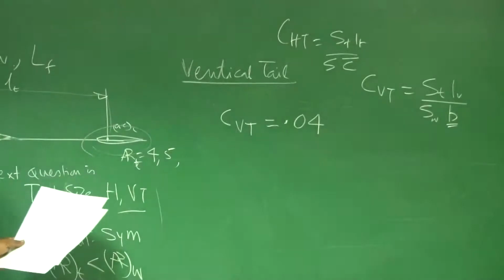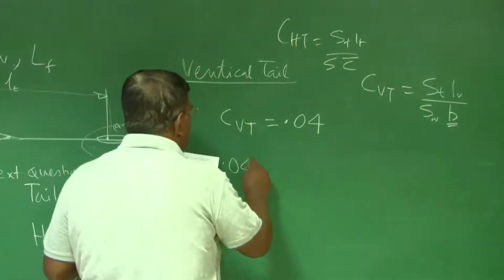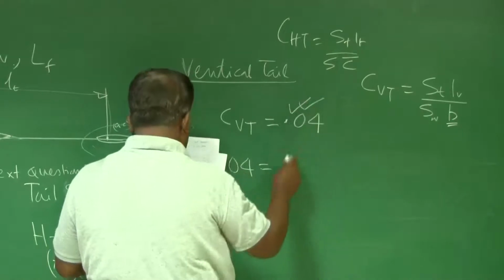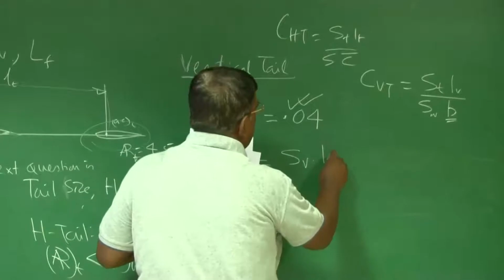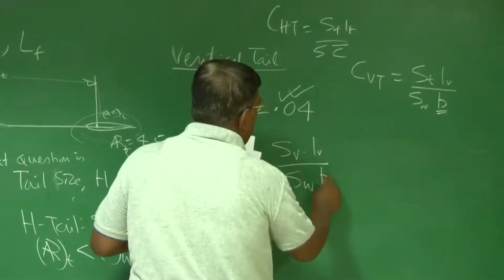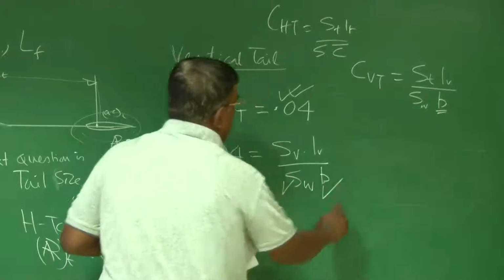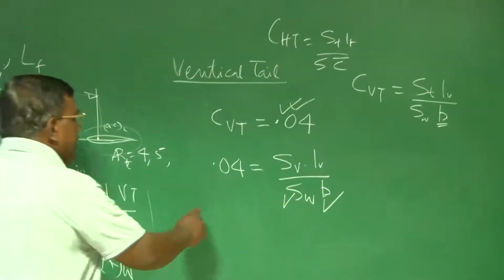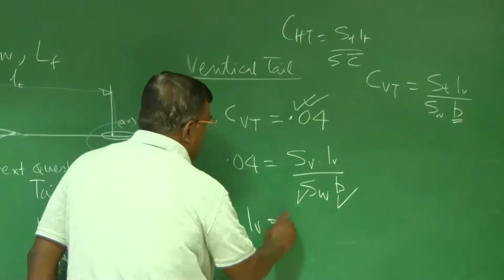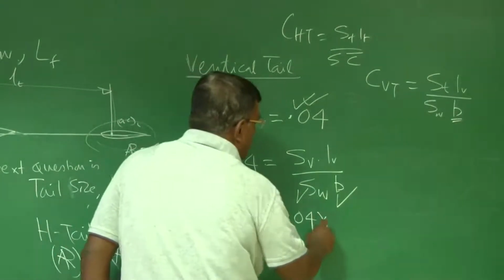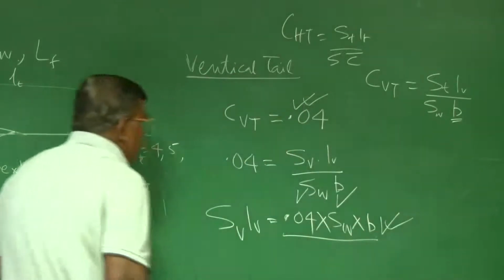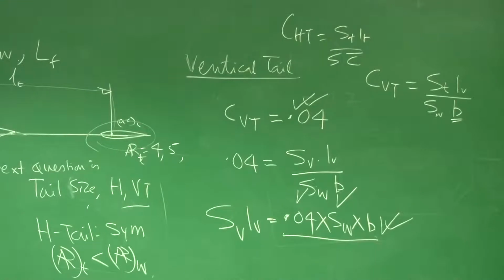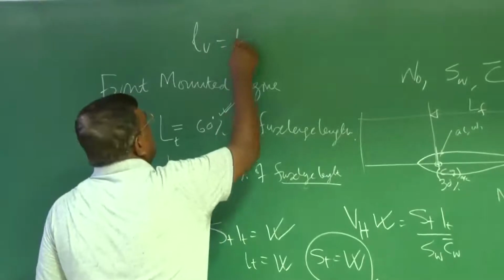So once I know CVT, I write 0.04, let's say I picked 0.04, that's equal to S vertical tail, L vertical tail by S wing into span. And you know that I know SW, I know span of the wing, so I again get SV LV equal to 0.04 into SW into span. So this number is known. So I know SV into LV. Now the question is, LV equal to LT?